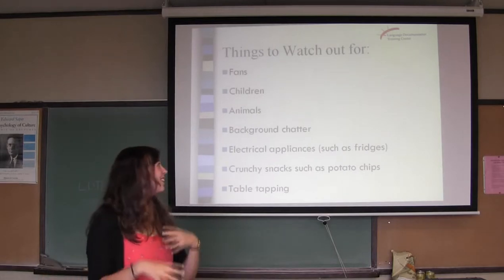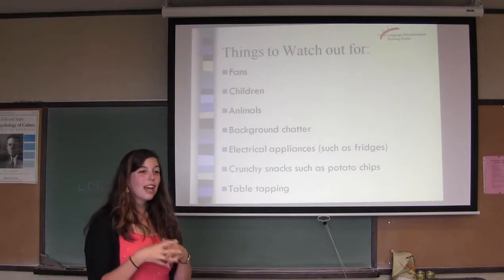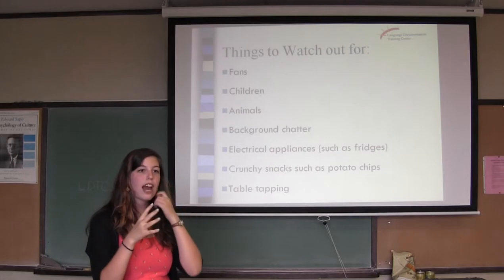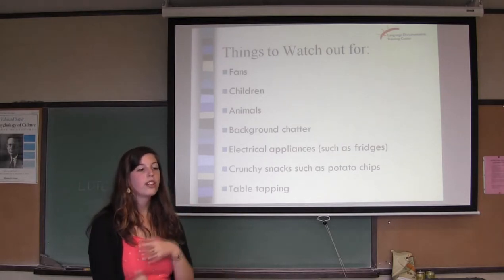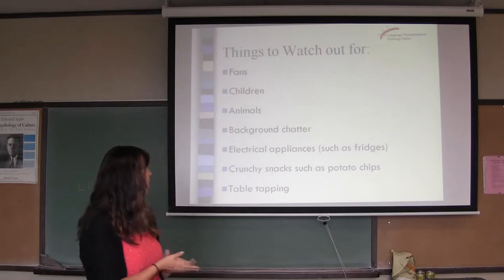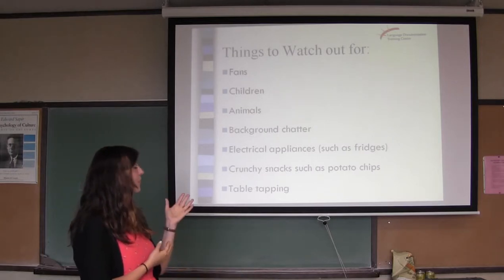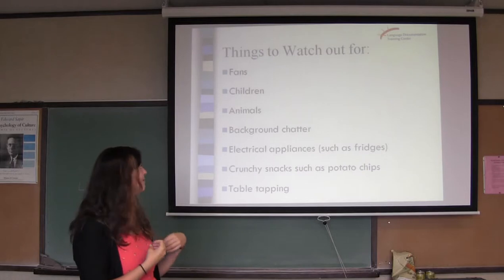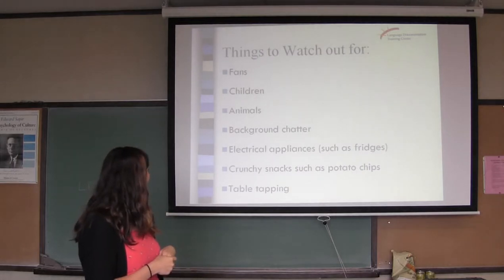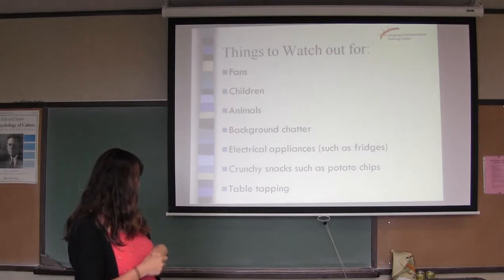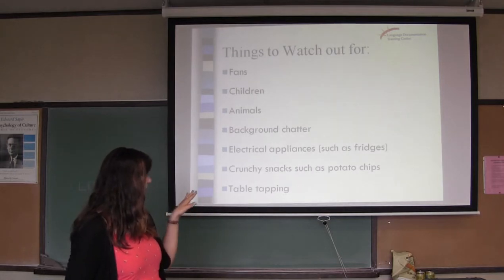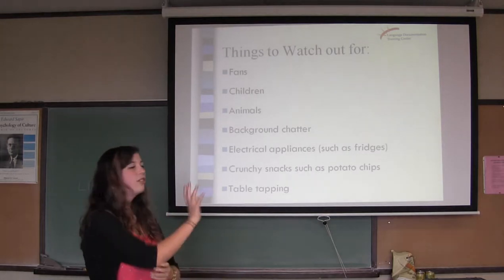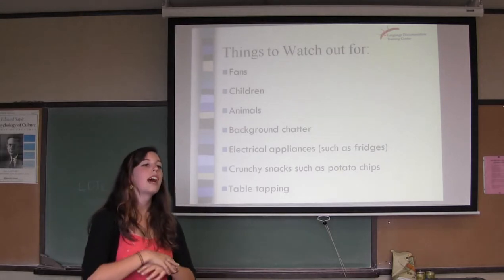Things to watch out for. These all kind of combine and make it a lot fuzzier and your actual speech and the language less clear when you're trying to go back and do analysis of it. So some other things are children and animals. Children are noisy. I think we covered everything else. Table tapping, if you're a table tapper. Crunchy snacks. Fridges, in this case the projector. If you're in other rooms, the fans and things like that.